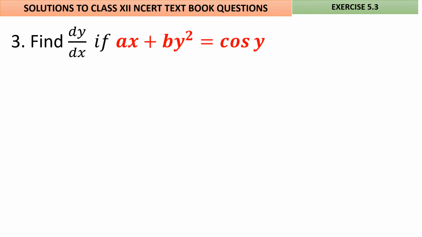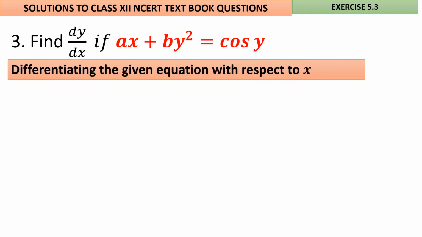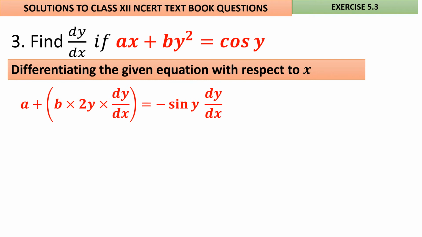Problem number 3. Find dy by dx if ax plus by square is equal to cos y. Differentiation of ax is a. Differentiation of by square, b is a constant, differentiation of y square is 2y into dy by dx. Differentiation of cos y is minus sin y into dy by dx.